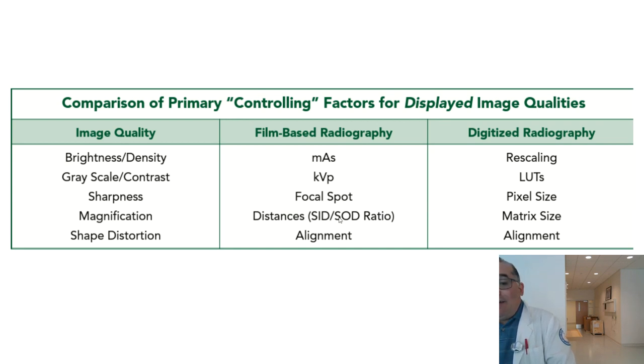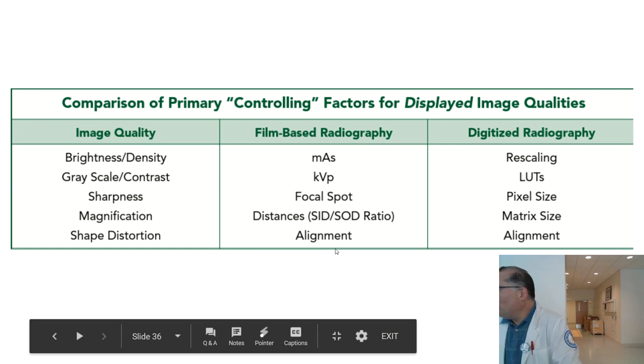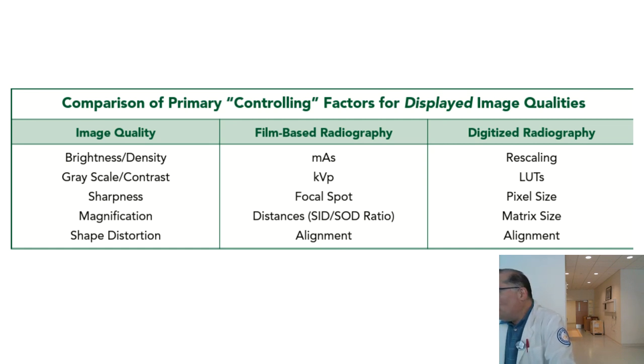But in addition to SID and SOD, we've now seen with our two mini labs today that matrix size, in terms of how the computer analyzes the image based on the collimation or the size of the cassette, will have a lot to do with whether the image is magnified or not. And the one that stays the same is shape distortion, which is all about the alignment, whether it is the tube being angled, the part being angled, or the image receptor being angled.